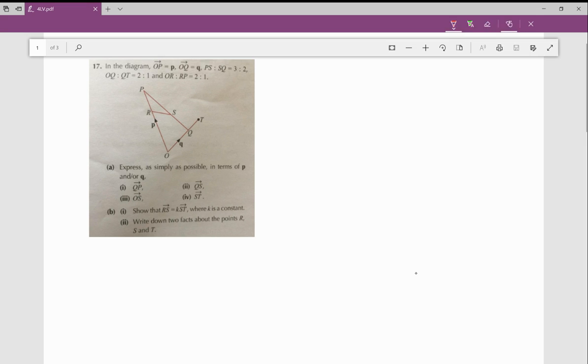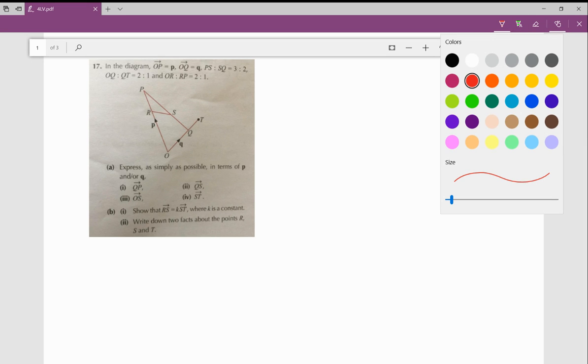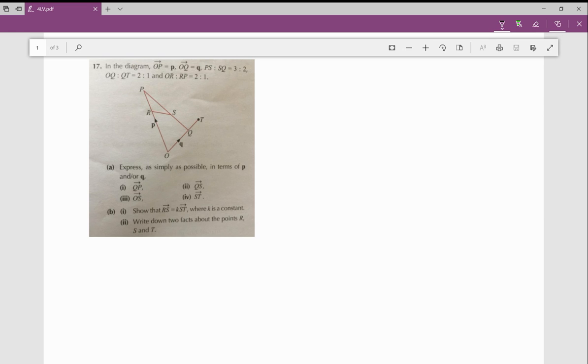When I was talking of 5D, I realized that many of you had some trouble with this particular question, so I thought maybe I go through it with you. This is exercise 5D, question 17. Let me read through this question, and roughly tell you about this vector question.